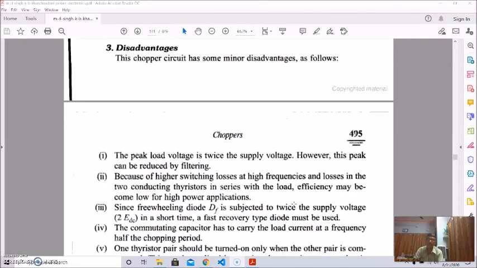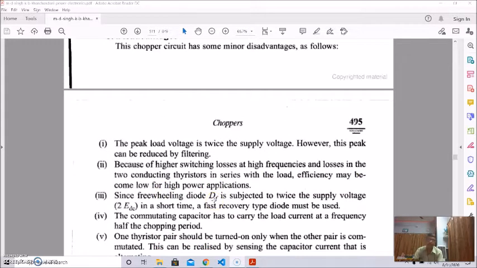The disadvantages: this chopper circuit has some minor disadvantages. That is, the peak load voltage is twice the supply voltage, but this peak can be reduced by filtering. Because of the higher switching losses at higher frequencies and the losses in the two conducting thyristors in series with the load, efficiency may become low for high power applications. And since the freewheeling diode is subjected to twice the supply voltage for a short time, a fast recovery type diode must be used, and the commutating capacitor has to carry the load current at a frequency half the chopping frequency.